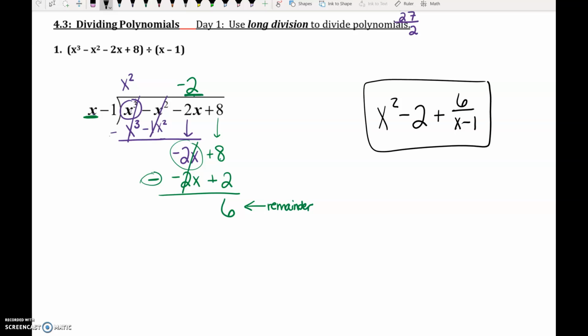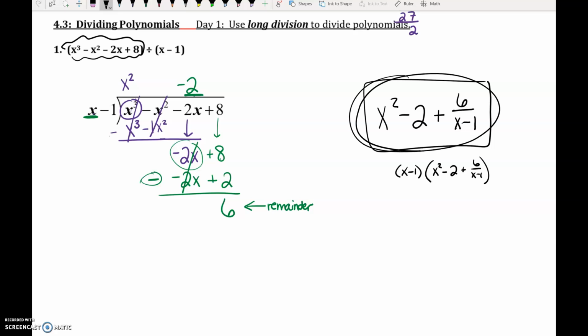That's our answer. Now what does this mean? This means if I did x minus 1 times x squared minus 2 plus 6 over x minus 1, if I multiplied this out, I would end up getting this 4-termed polynomial that we started with. So today we are undoing the multiplication that we did yesterday using long division as our method. But this right here is our answer. It's a small polynomial with usually a remainder.